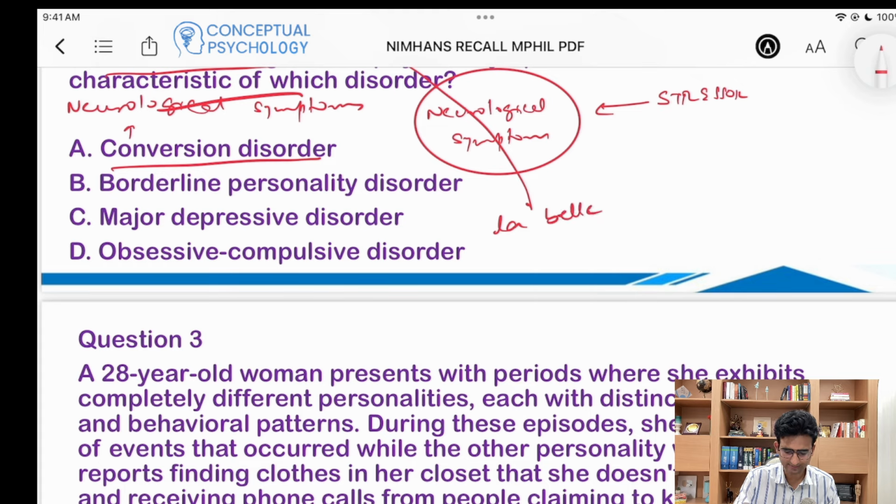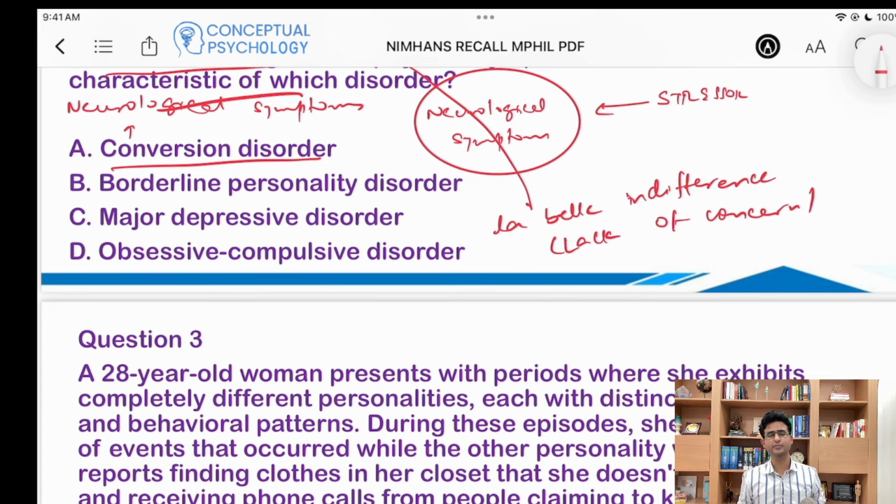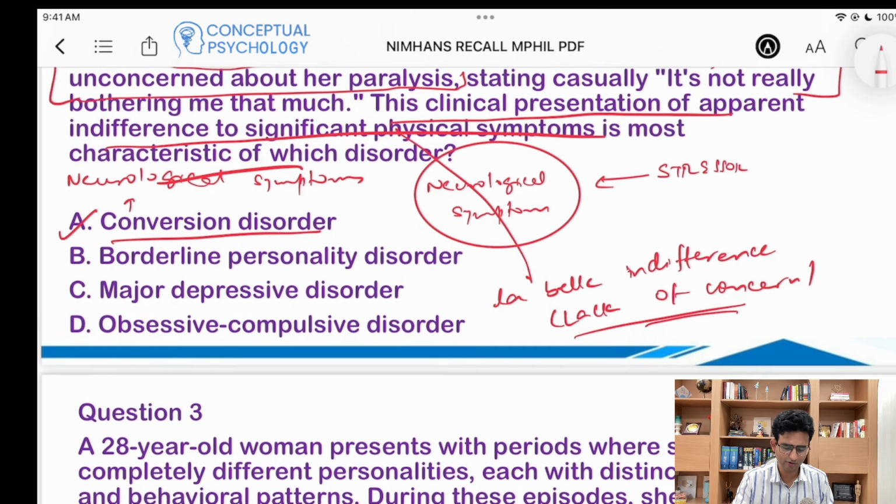Labile indifference. What is labile indifference? Lack of concern. Lack of concern for the symptom. It appears as if the patient does not care. A patient comes to you, she says, I cannot see with my right eye for last 2 days, but doctor, it's okay, doesn't matter, it's all good because my left eye is still working. As if she does not care about loss of vision in one eye. This lack of concern with the symptom is labile indifference, and it is characteristic of conversion disorder. Alright.